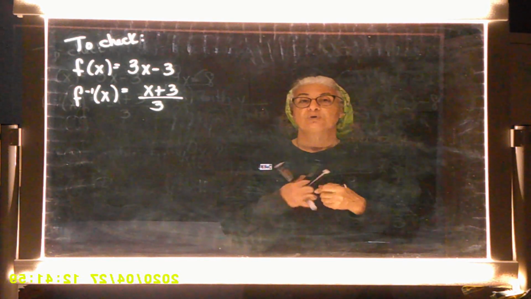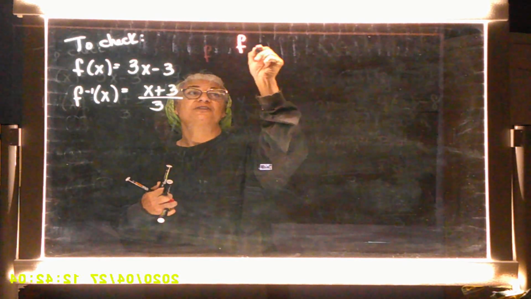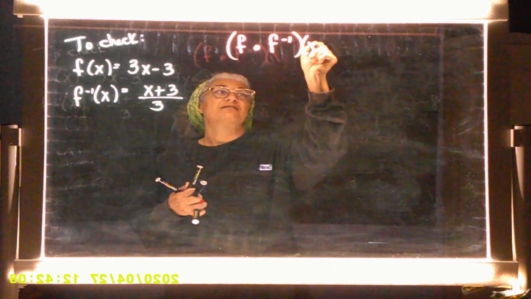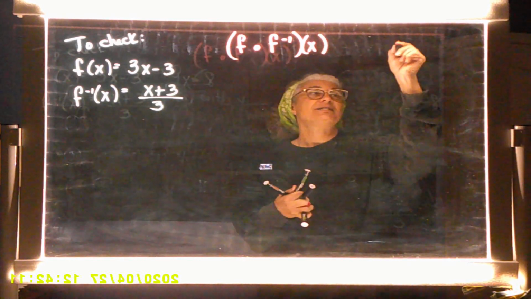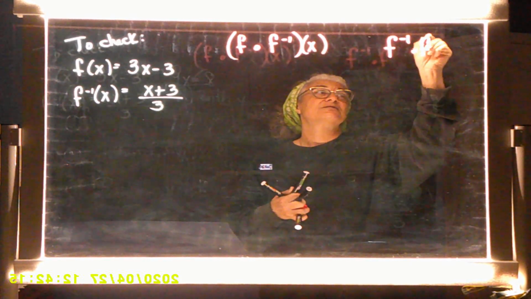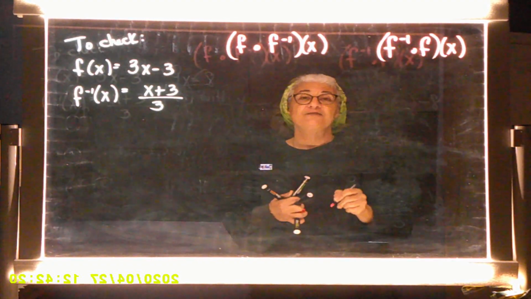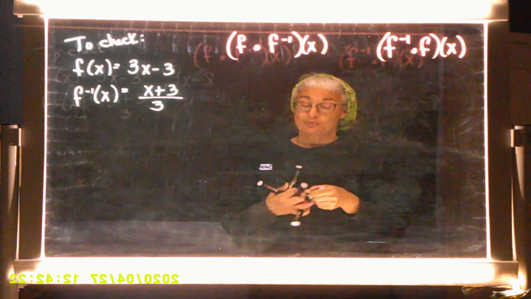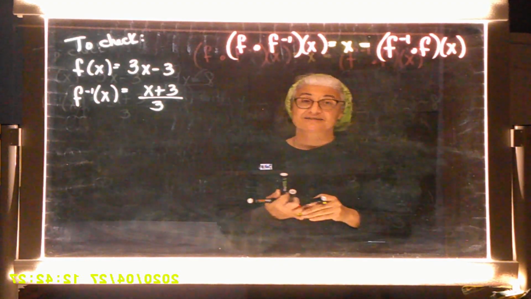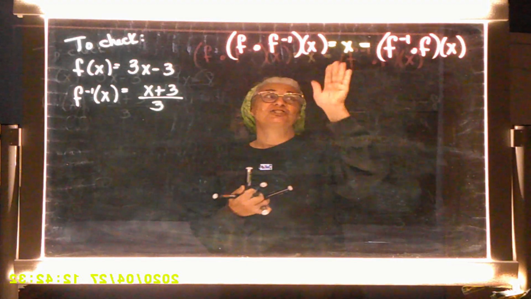So, one of the parts I need to check is f composition f inverse of x. And the other part I need to check is f inverse composition of f of x. And both of these need to give me the same answer. Both of these need to give me just x. Everything else should cancel away, and the only thing that remains is just x.